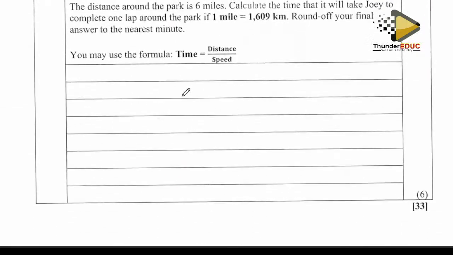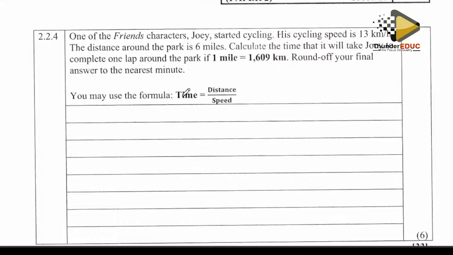2.2.4. It says one of the friend's character, Joe, started cycling. His cycling speed is 13 kilometers per hour. The distance around the park is 6 miles. Calculate the time that it will take Joe to complete 1 lap around the park if 1 mile equals 1.609 kilometers. Round off your final answer to the nearest minute.